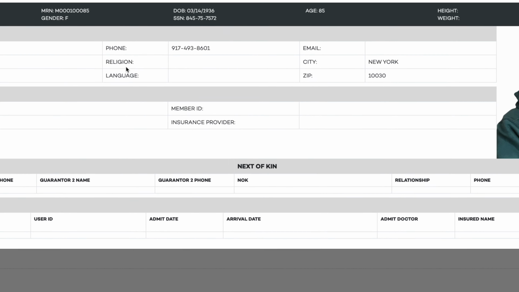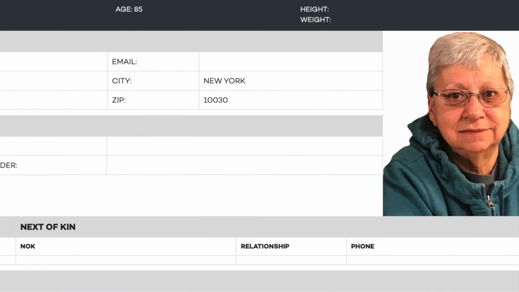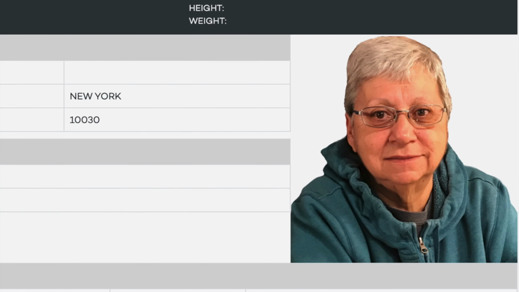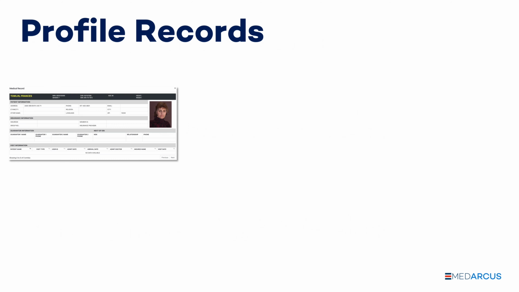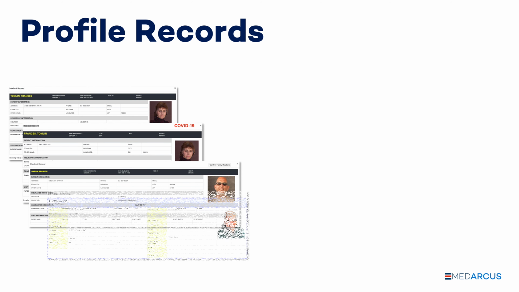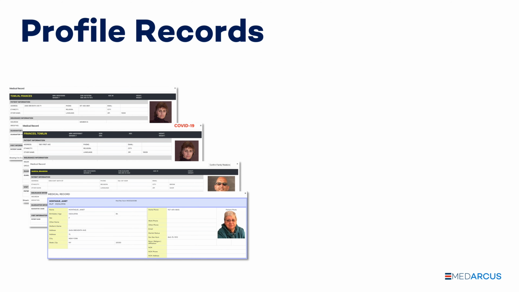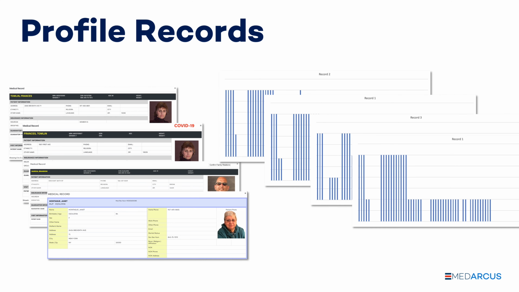So how was that demo? Pretty cool? You're probably wondering, how in the world does that work? I'm sure. So let's get into it. Modern Search profiles the medical records. It converts the text in the record to, let's call it, a mathematical form. Just for the sake of discussion, I'm going to call it a histogram.